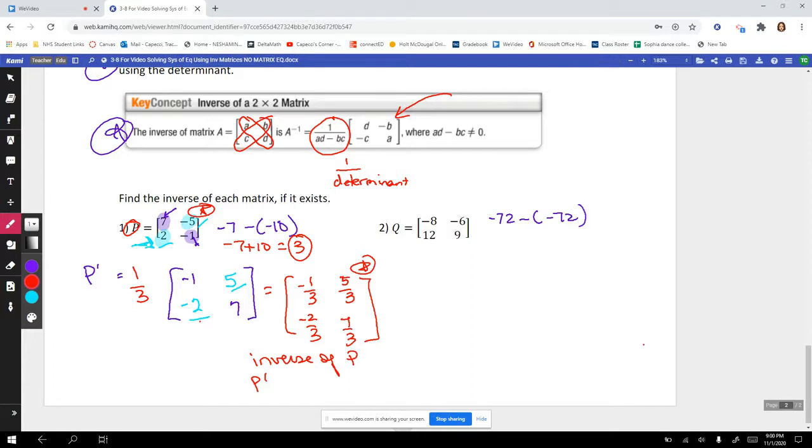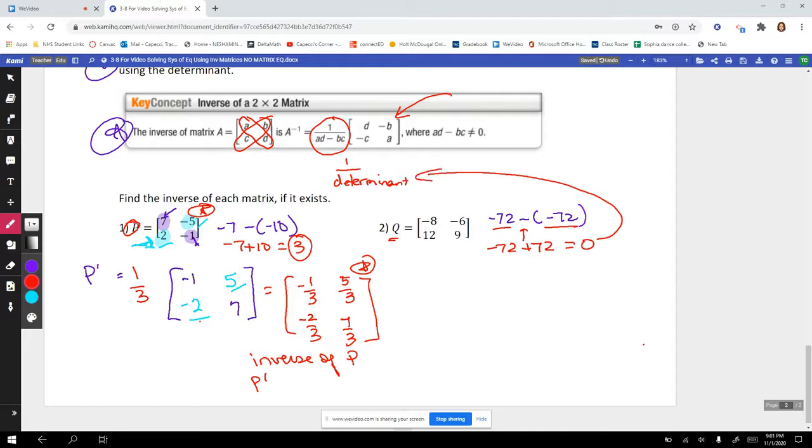Okay, let's look at our last problem for today. Our original matrix is Q, so let's try to find our determinant first. I have negative 8 times 9 gives me negative 72, and I have 12 times negative 6 is negative 72 as well. We have that minus in between. So I have negative 72 plus 72, so our determinant is 0.